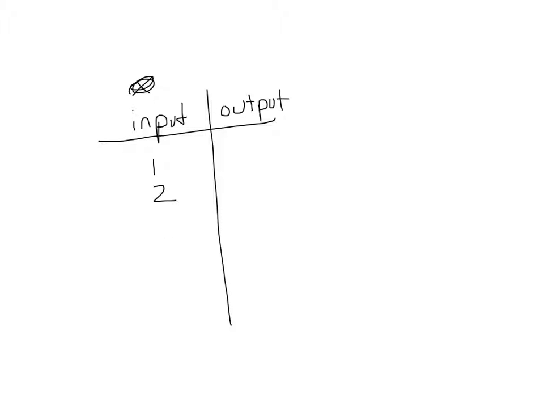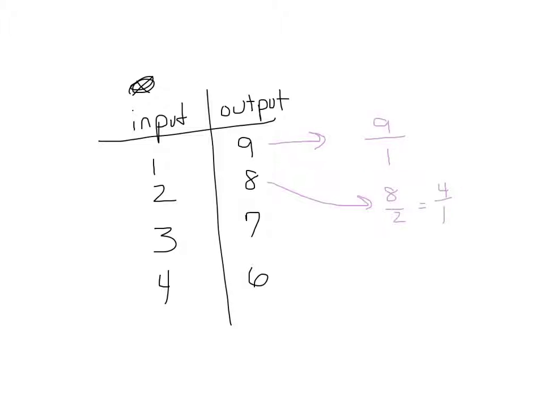let's have the 1, 2, 3, 4 again. This might be 9, 8, 7, 6, for example. Okay, if I begin to look at this in terms of proportionality, my output is 9, my input is 1. Okay, so it's a 9-to-1. The 2, 8 would be 8 over 2, which reduces down to 4 over 1. Right away, you can say that these are not proportional.